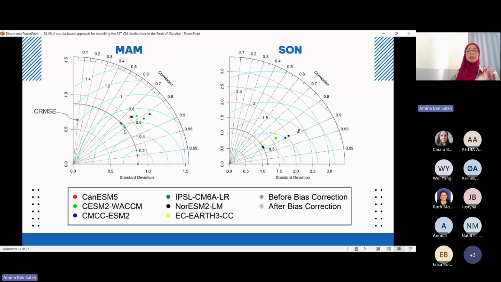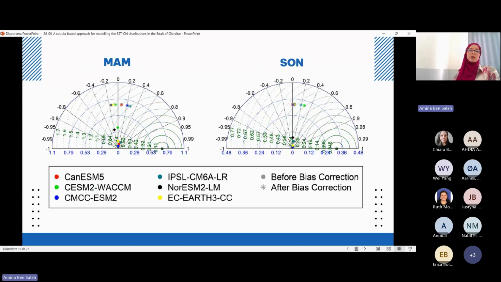So we can see that the CMCC model, this one represented in the blue color, represents a high correlation. We have here 0.8 in the correlation and an error of approximately 0.55 degrees Celsius. And in the S1 season, the model represents a correlation of 0.9 and an error of approximately 0.6 degrees Celsius. So we selected the CMCC SM2 model for the SST models.